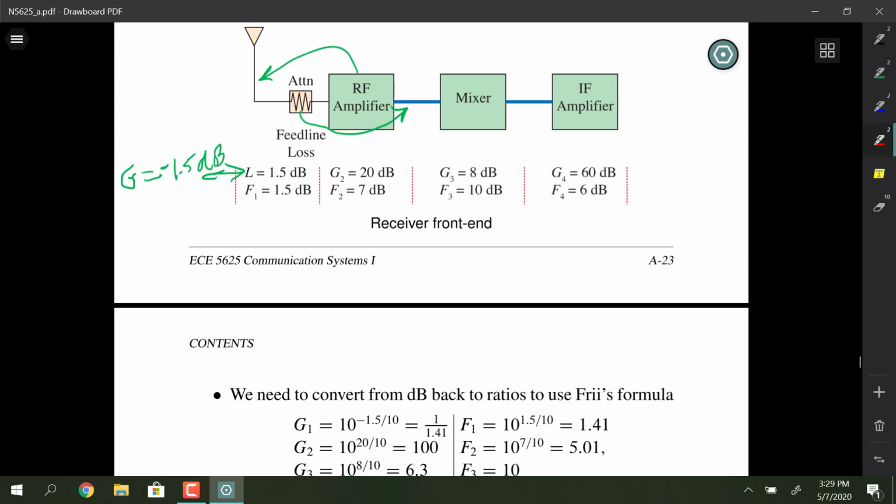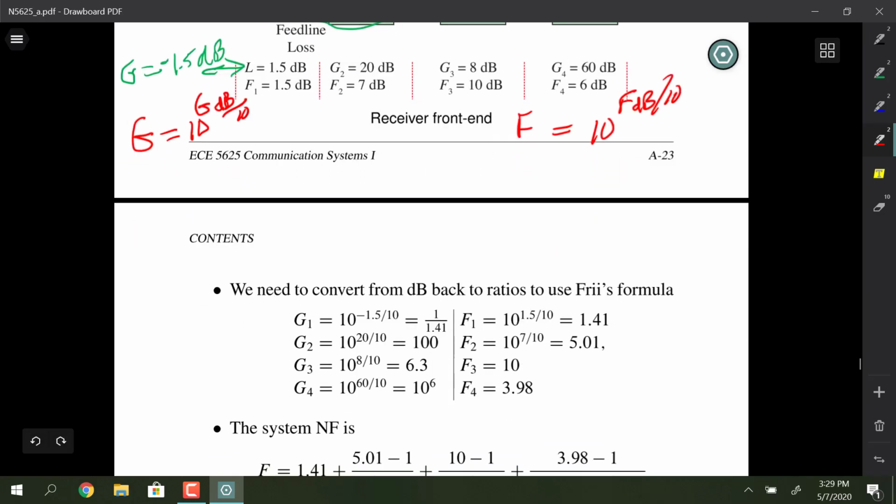And the generic conversion would be G equals 10 to the G in dB over 10. It's because we're working with power ratios, so we use log base 10. So we take 10 to the G dB over 10 to get gain as a ratio. And then the same thing for F. F as a ratio is going to be 10 to the F in dB over 10. And once we do that, then we can move forward with using Friis's formula.